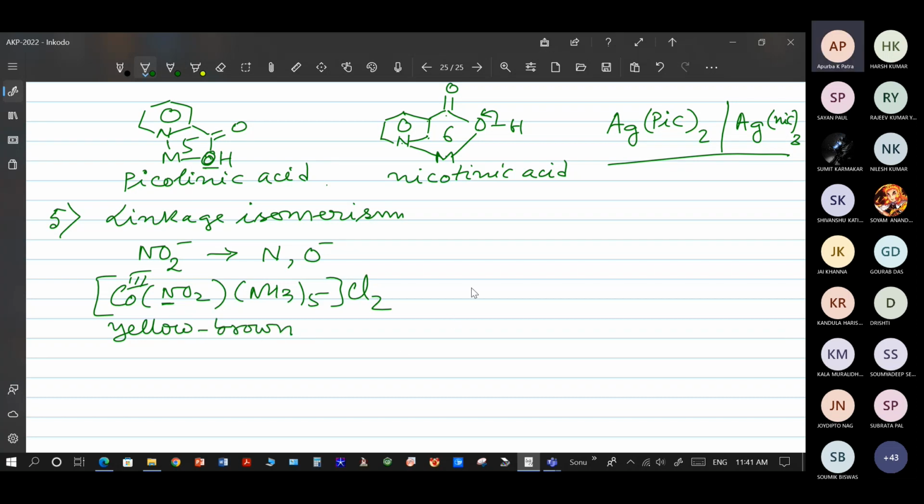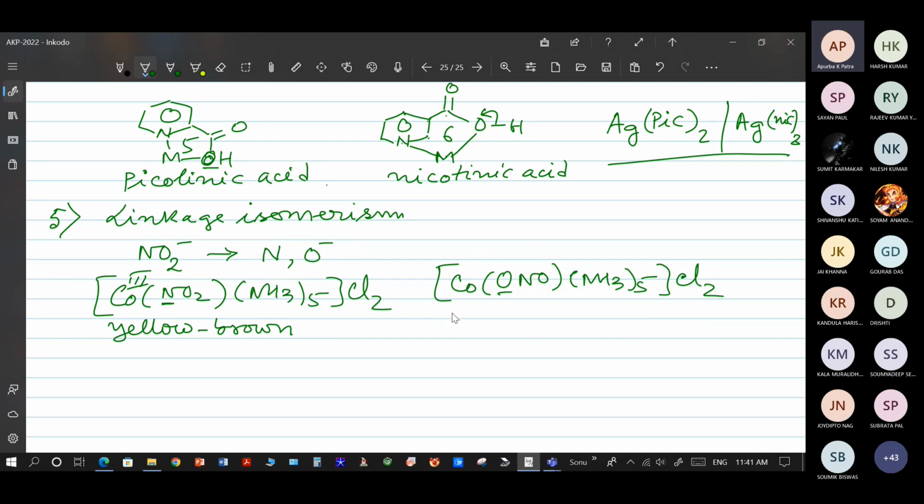And another compound you might have, like cobalt with ONO. It is coordinated via its oxygen donor atom, and the rest remains exactly the same. So there will be no differentiation due to ionization. Ionization will produce 2 equivalents of chloride in both cases.